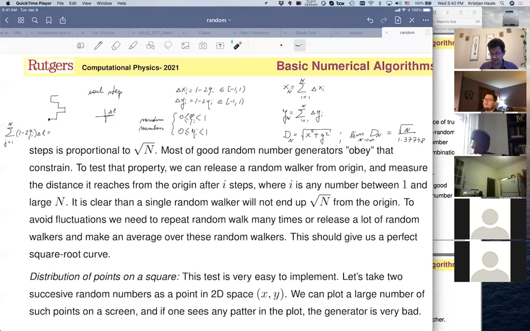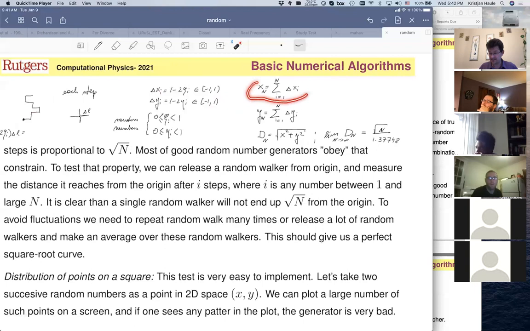So this one minus two xi, where xi is between zero and one, is therefore between minus one and one, uniformly distributed. So delta x is uniformly distributed between minus one and one, and delta y is uniformly distributed between minus one and one. And then we can, of course, calculate the x component, the projection of the particle position after n steps. So projection to the x and projection to the y.